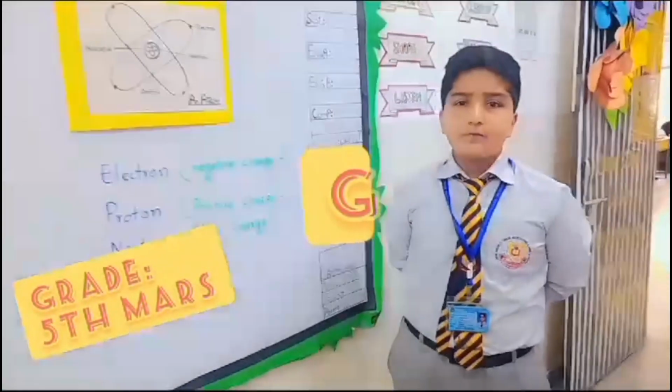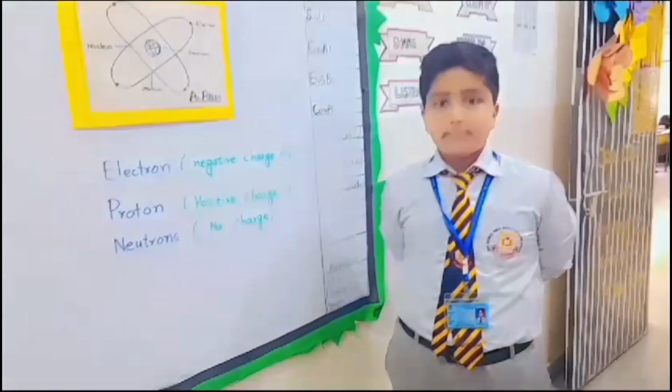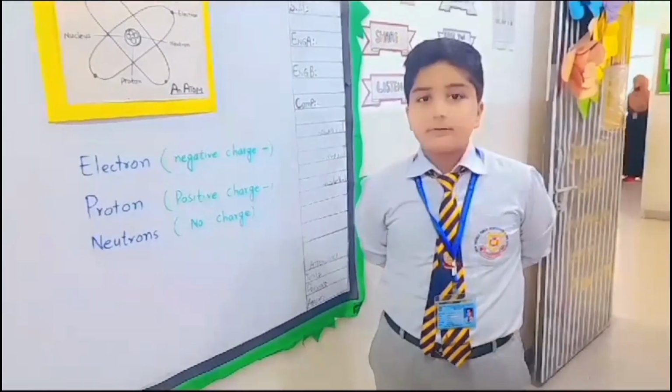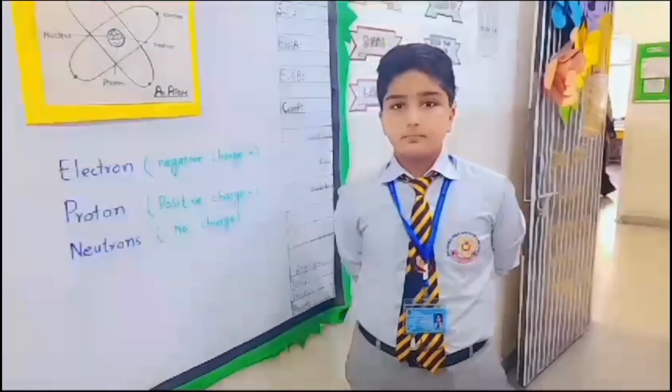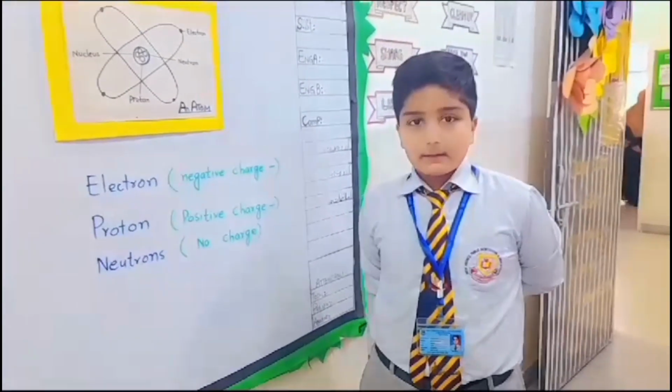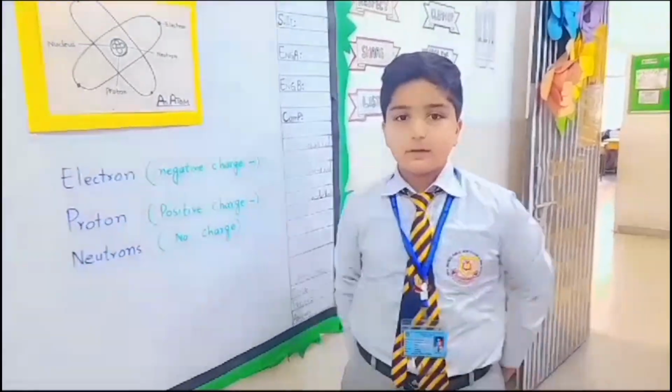I am a student of grade 5. Today I will tell you about the structure of an atom. An atom has two main parts, electron and nucleus. The nucleus has two main parts, proton and neutron. Emma, you tell me which charge does the electron carry? Electron, negative charge, and proton, positive charge, and neutron? No charge.